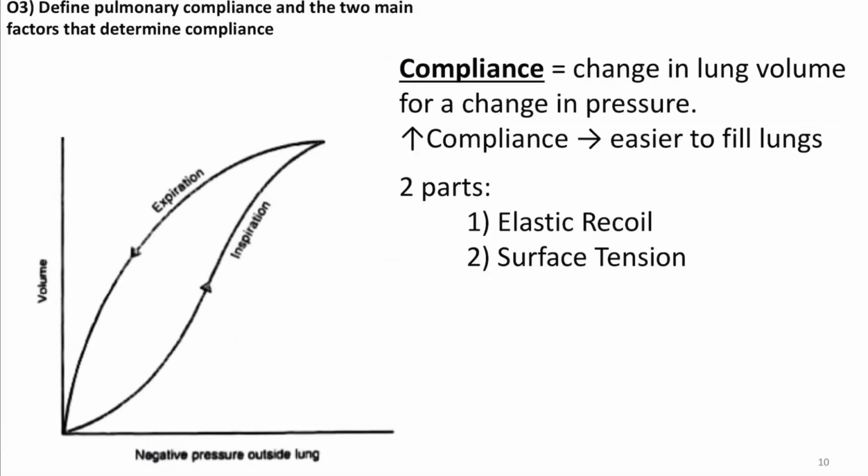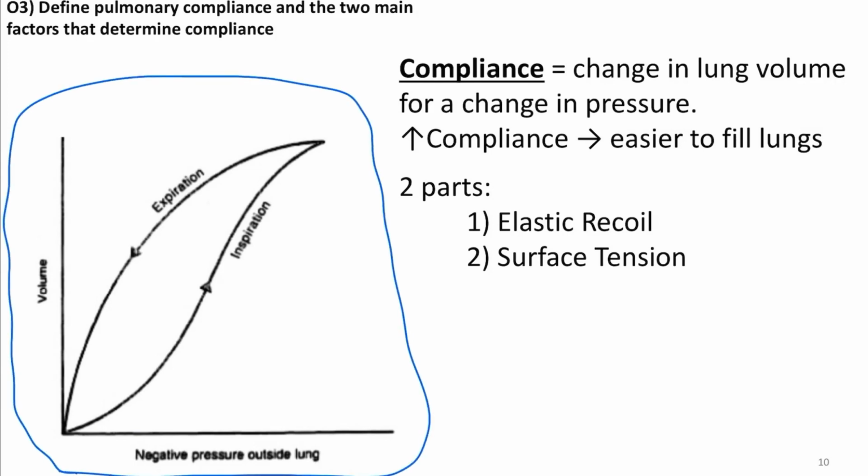So onto the last objective for this lecture. We're going to define pulmonary compliance and the two main factors that determine compliance. Here is our curve that's going to help us demonstrate exactly what is going on with compliance. Compliance, according to our First Aid book for Step 1, equates to the change in lung volume for a change in pressure, so delta V over delta P, which is exactly what you're looking at on this graph, i.e. the slope of the tangent line at each of these points, whether for inspiration or for expiration. The slope of the tangent line to the curves is going to equate to the compliance. So epic Calc 1 application here.